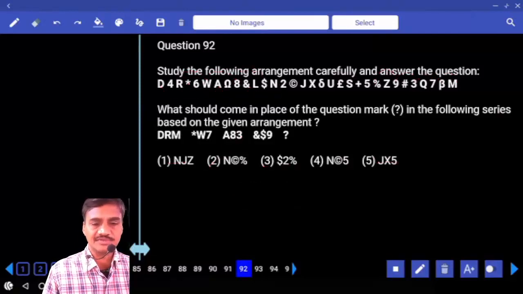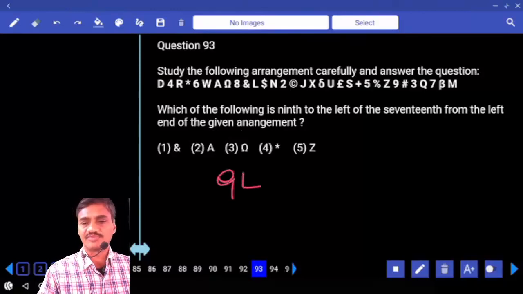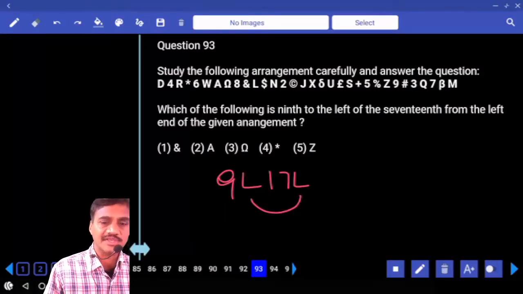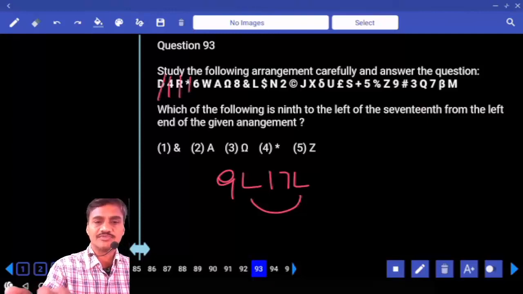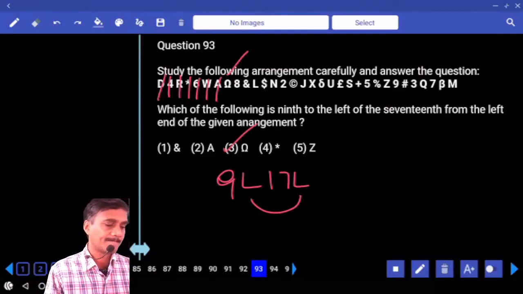And next, 93. Which of the following is the 9th element to the left of the 17th from the left? 9th from the left, 17th from the left. Left and left mean the same direction, so subtract between these two. 17 minus 9 is 8. So 8th from the left: 1, 2, 3, 4, 5, 6, 7, 8. So choice 3, question number 93.